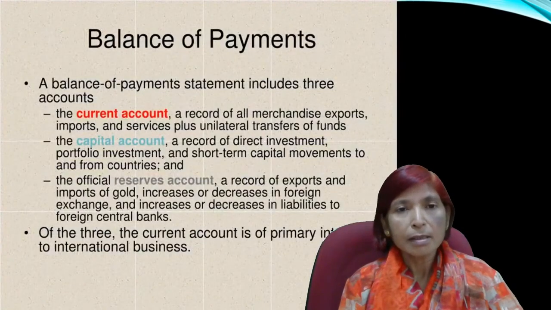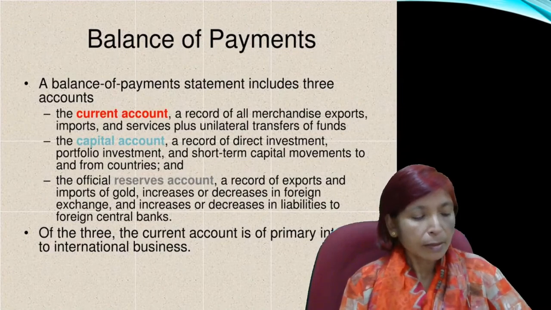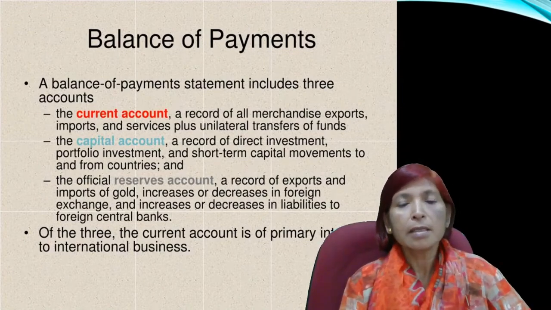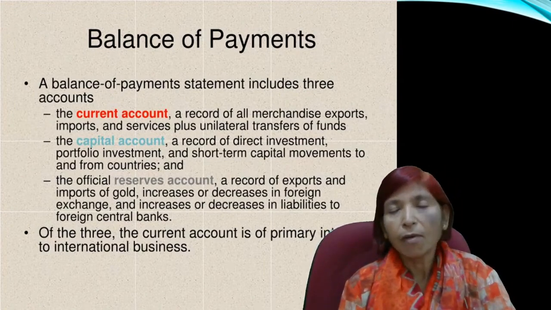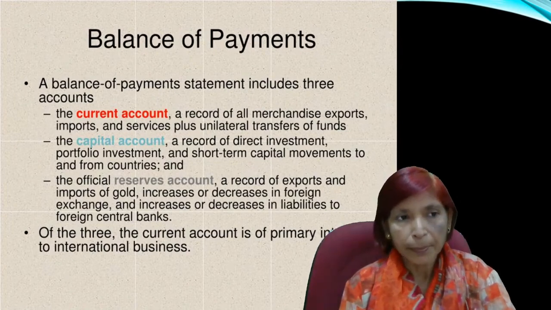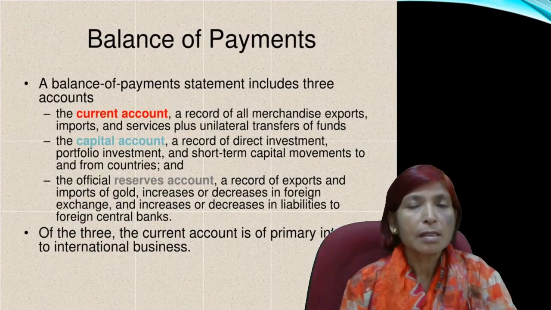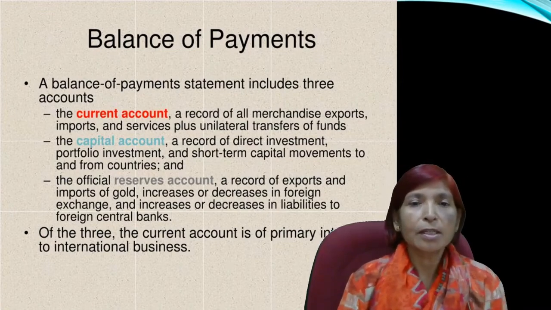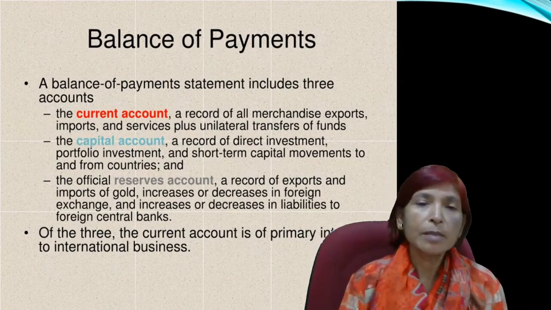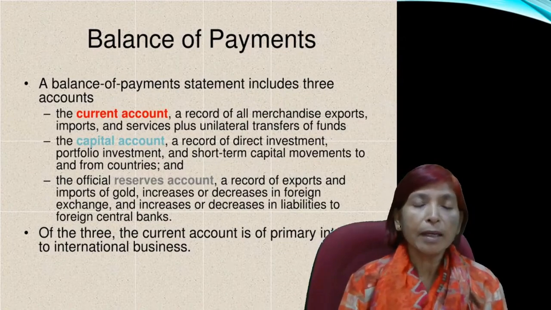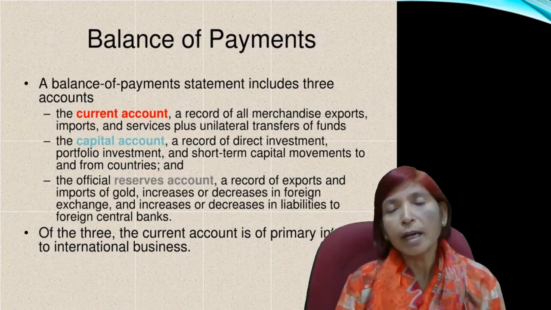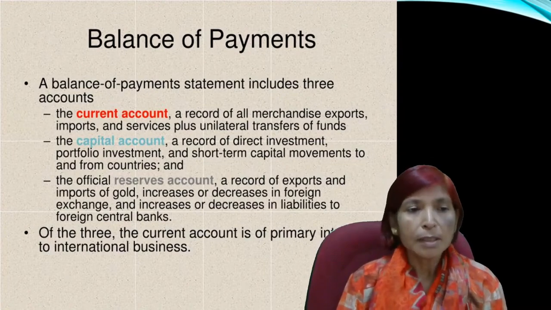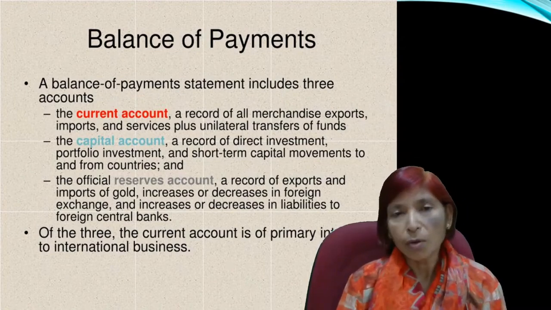Now the next topic is balance of payment. Balance of payment is a systematic record of all economic transactions of exports and imports. A balance of payment is a systematic record of all economic transactions like visible items of trade, invisible items of trade, multilateral trade. So balance of payment is a record which includes mainly three accounts. One is current account, second is capital account, and third is official reserve account.